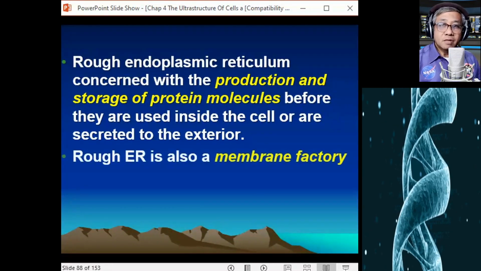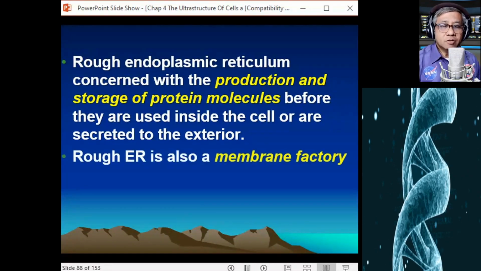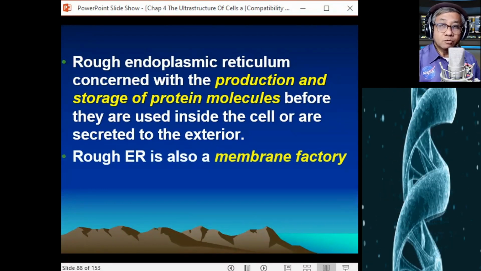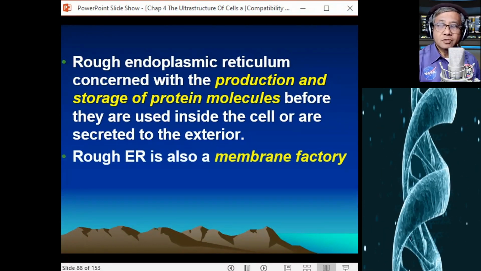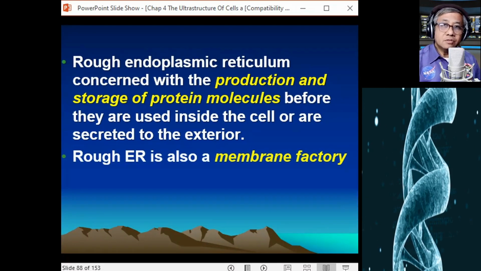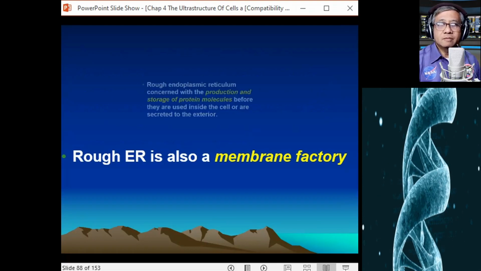Also, the rough ER is a membrane factory because, like we mentioned earlier, the cell membrane has proteins that are embedded in the phospholipid bilayer. And these proteins are manufactured by the ribosomes attached to the rough ER.